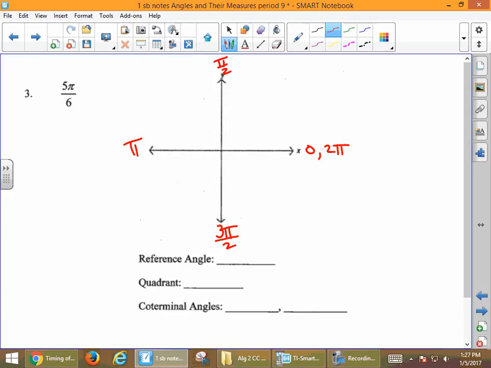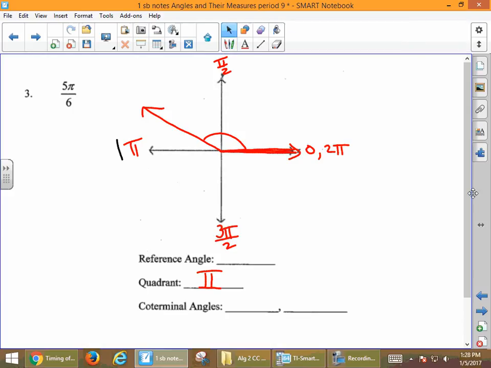Well, we need to find 5/6 pi. So again, it goes back to this fraction idea. And 5/6 is not quite a whole. And this is 1 pi. The 1 pi is a whole. So when we draw our picture, we're going to end up here with our terminal side over here in quadrant 2. To calculate out the reference angle is going to be this part only.